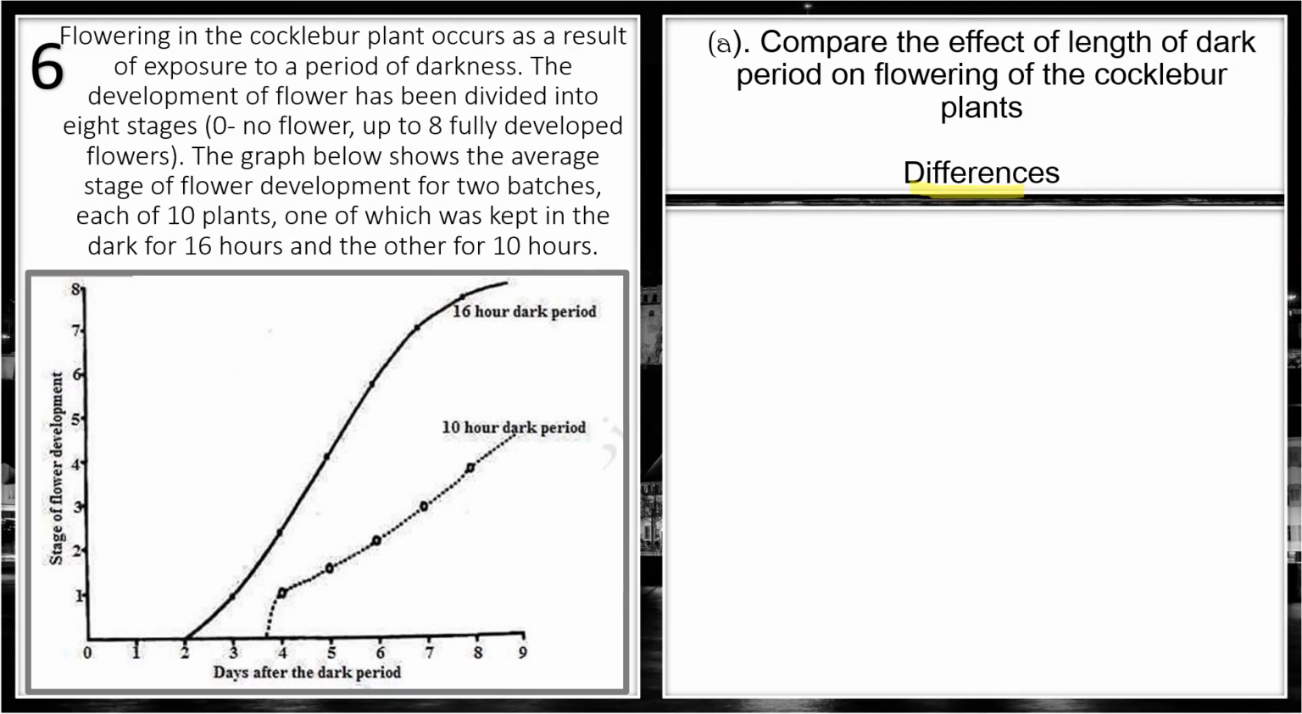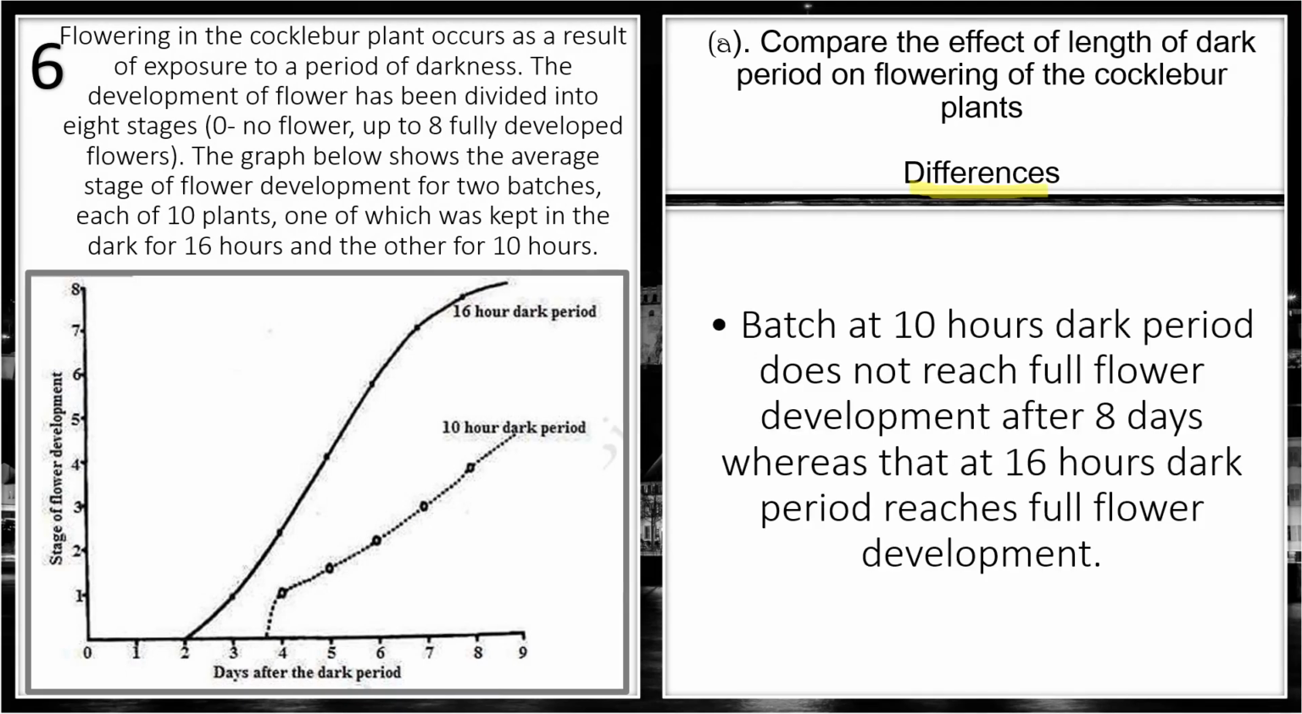Differences. Let's now look at the differences. Bunch at 10-hour dark period does not reach full flower development after 8 days. Whereas at 16-hour darkness period reaches full flower development.